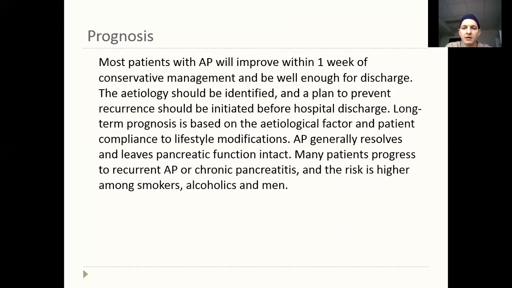AP generally resolves and leaves pancreatic function intact. Many patients progress to recurrent AP or chronic pancreatitis, and the risk is higher among smokers, alcoholics, and men.